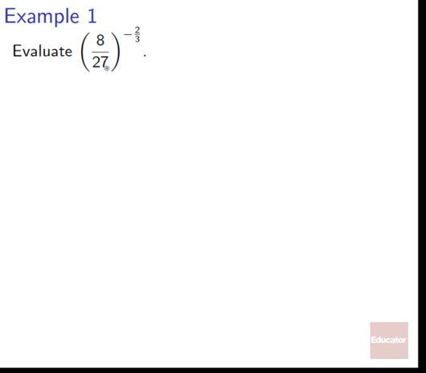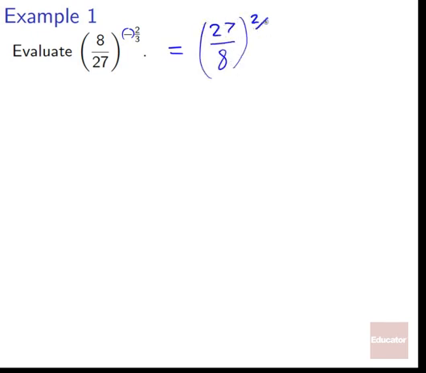Evaluate 8 over 27 all raised to the negative 2/3. So with many of these examples, there's actually going to be multiple ways that we could approach it. So I'll try to show you the various ways that you could go at it. So 8 over 27 to the negative 2/3, first thing I would do is I'd see, we've got this negative sign, so I'm going to flip and get rid of that negative.